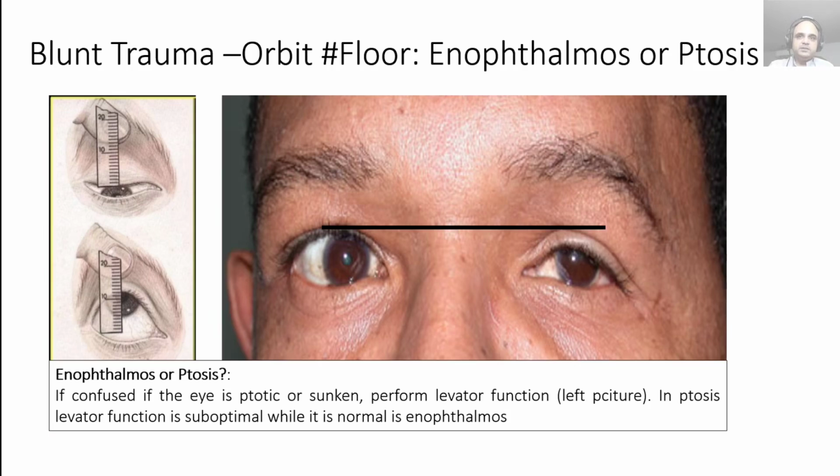So that'll tell you if this is an eyeball that's sunken, mimicking a ptosis, or if this is ptosis proper. And you check that by doing a levator function. If the levator function is normal, it is enophthalmos. If the levator function is affected, it's likely to be ptosis.